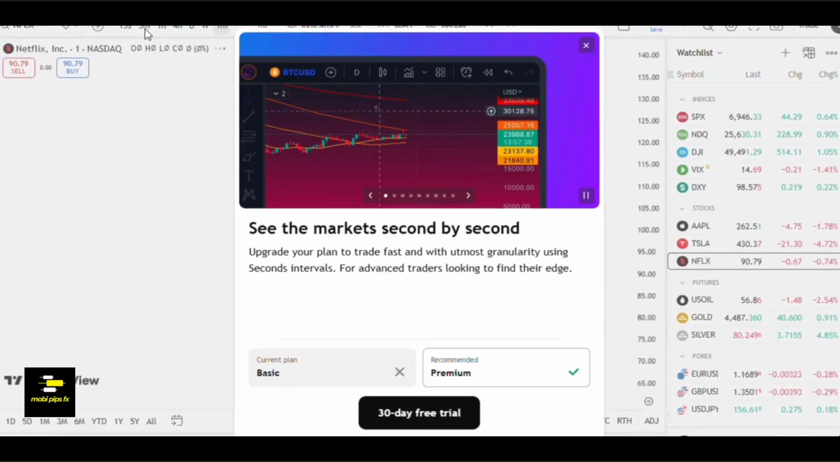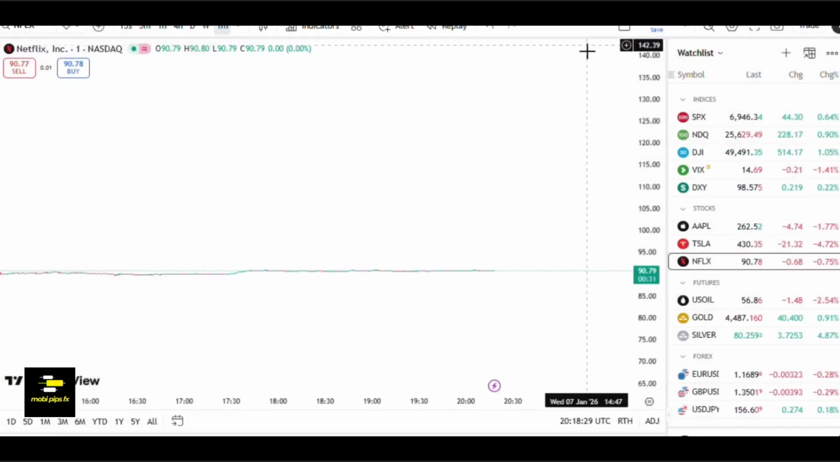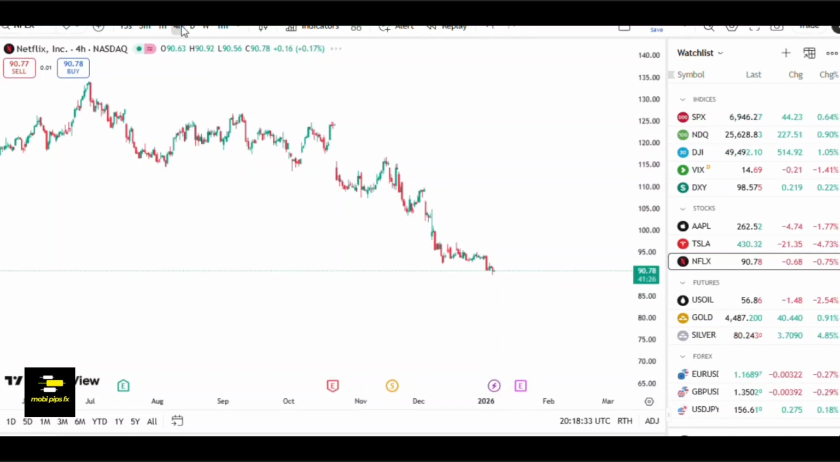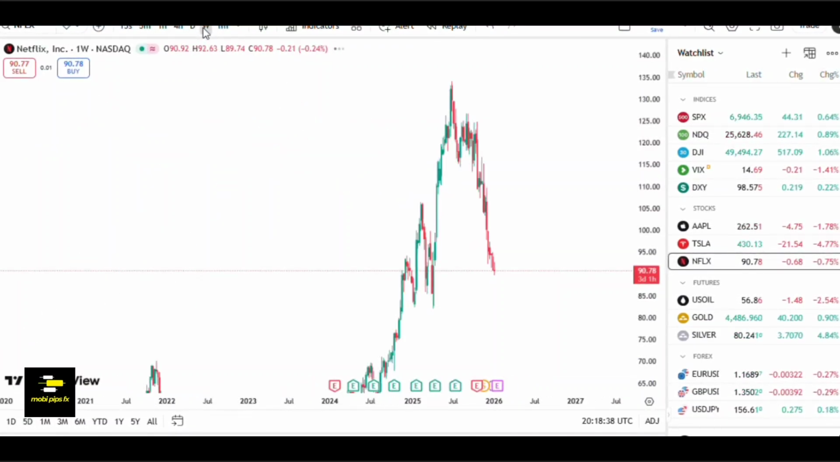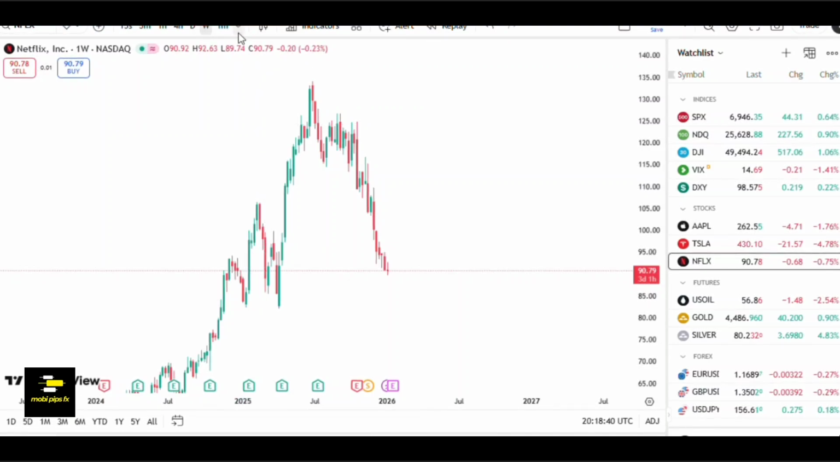So you have 15. Okay, this one is part. I think they have updated their system. So 1 hour, 4 hours, daily time frame, weekly time frame, and why is 1 minute there?